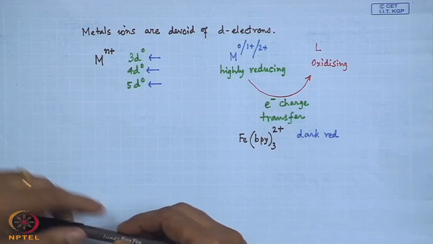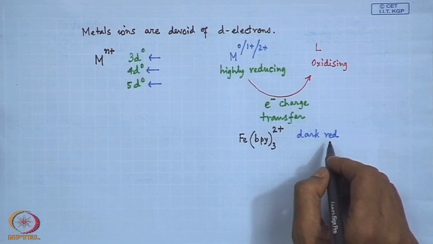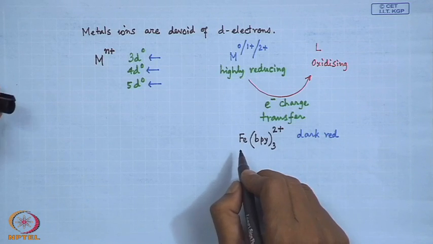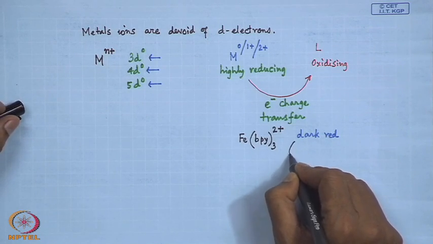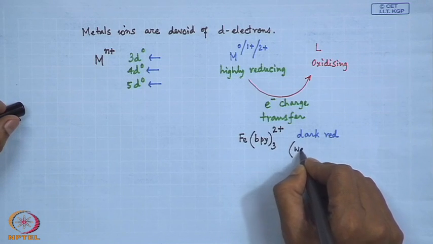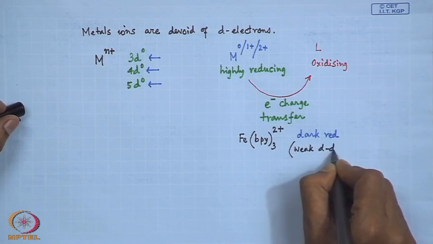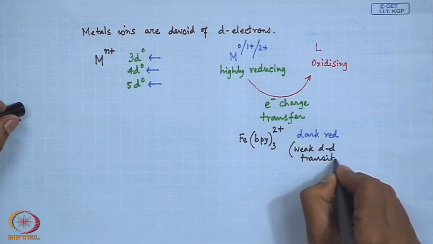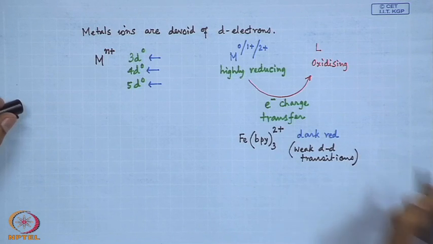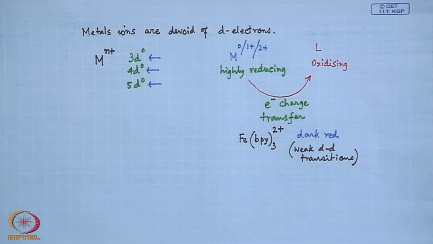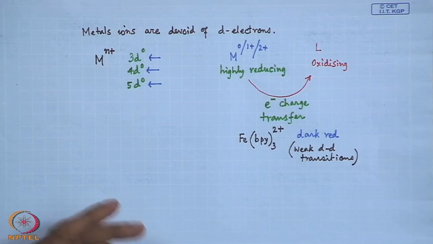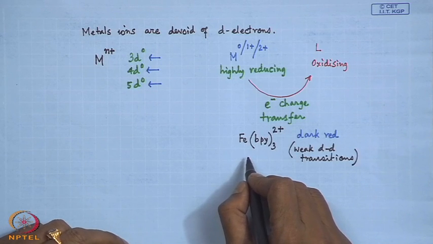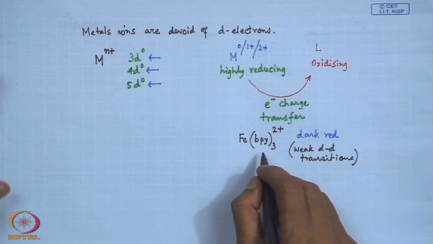The intensity of this color, that means the dark red color, is due to only the charge transfer transitions. And in some cases we can also have some underlying weak d-d transitions, but it would be very difficult to detect that very weak d-d transition, which is basically overlapping with the corresponding charge transfer transition, which is of very high intensity.